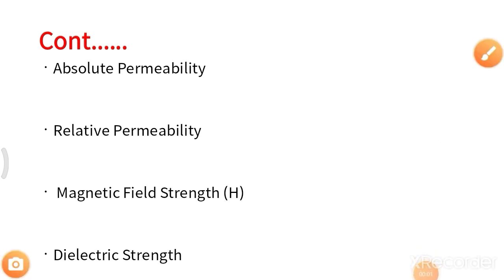Next term is dielectric strength. It is defined as the ability of insulating medium to oppose its breakdown when a voltage increase across it is called as a dielectric strength. Generally, the dielectric strength is expressed in kV per centimeter or kV per mm.